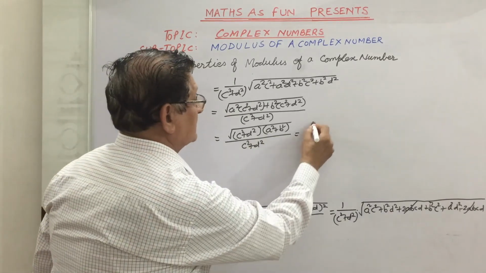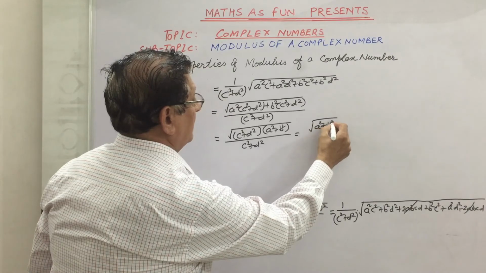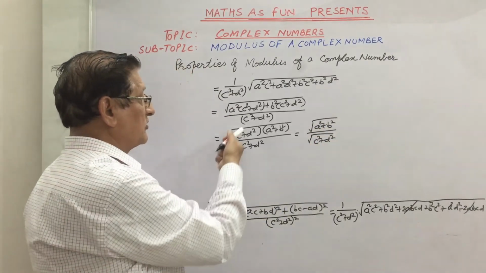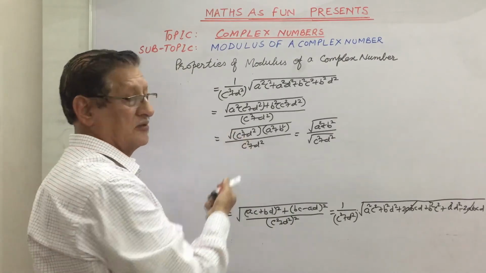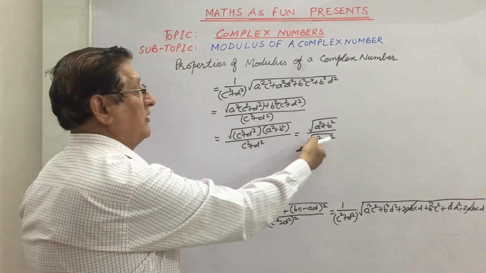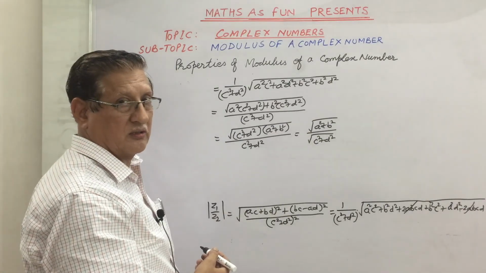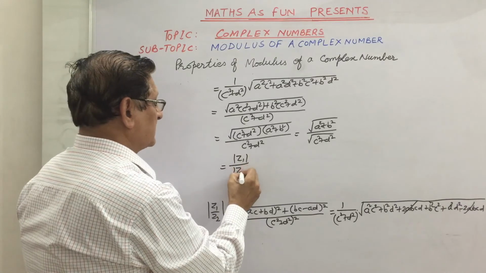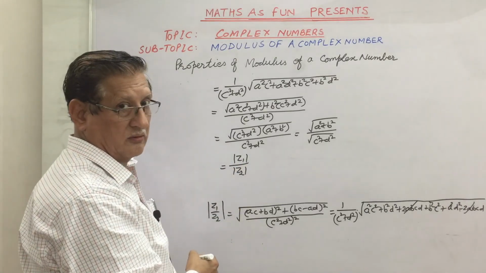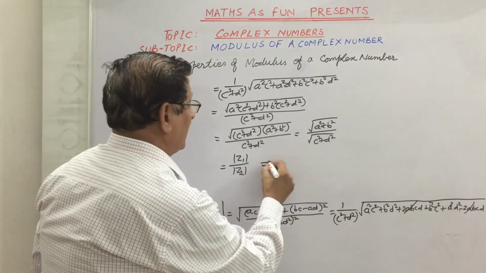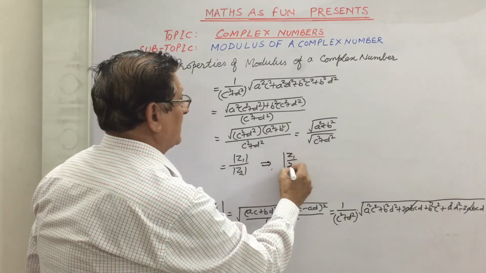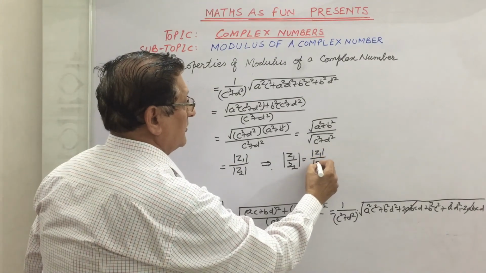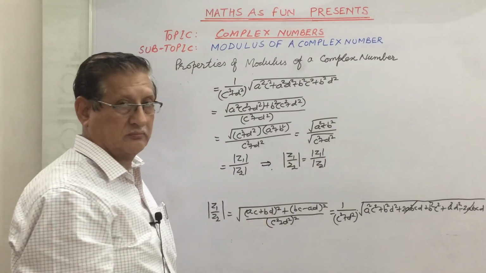We can also write this as root of a square plus b square upon root of c square plus d square, because this half power and this 1 power, 1 minus half will be half power of c square plus d square. And we know this is modulus of z1. This is modulus of z2. It means we find that modulus of z1 upon z2 is equal to modulus of z1 upon modulus of z2.